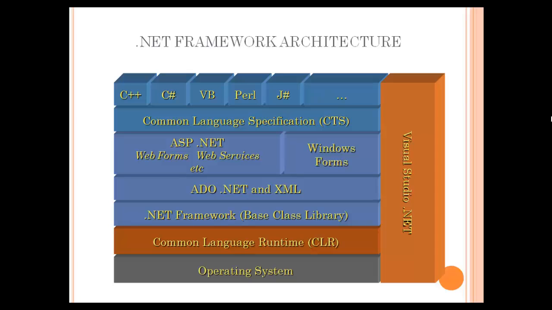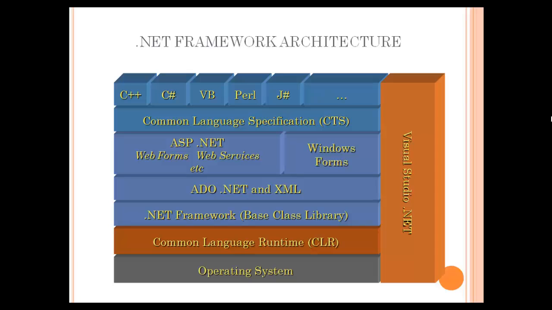So on top of the CLR is a set of framework base classes, followed by an additional layer of data and XML classes, plus another layer of classes intended for web services, web forms, and Windows forms. Web forms and Windows forms allow you to apply rapid application development techniques for building web and Windows applications. So that's the basic architecture of the .NET framework.